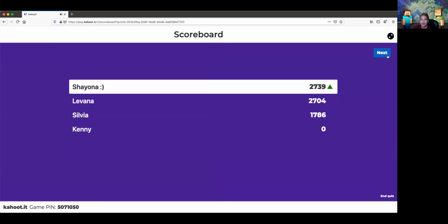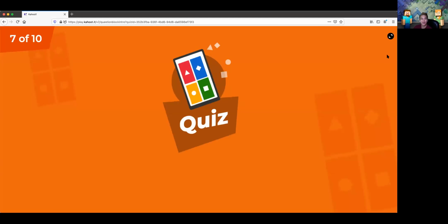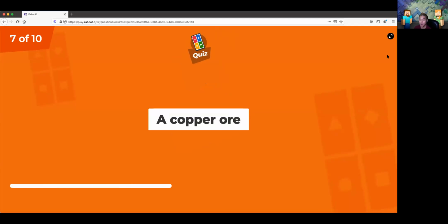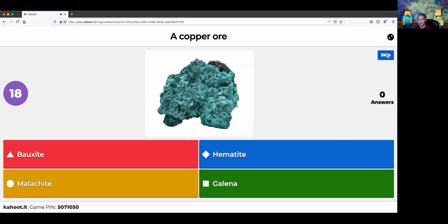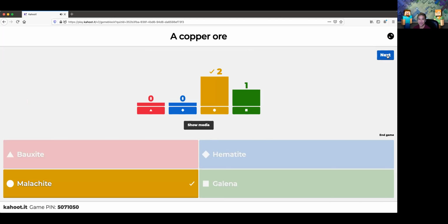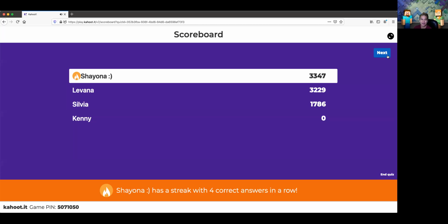Shayona is now leading. Question number 7. A copper ore. Is it bauxite, hematite, malachite, or galena? Okay, so the correct answer is malachite, the green one. It is also used as an ornamental object.